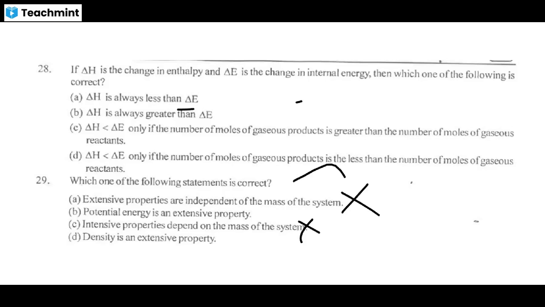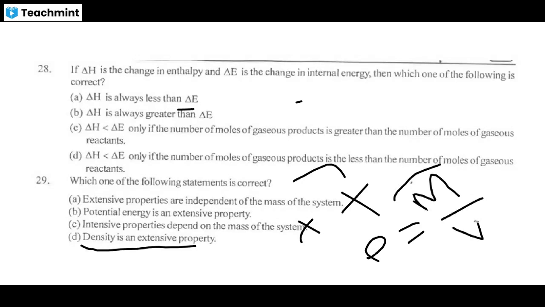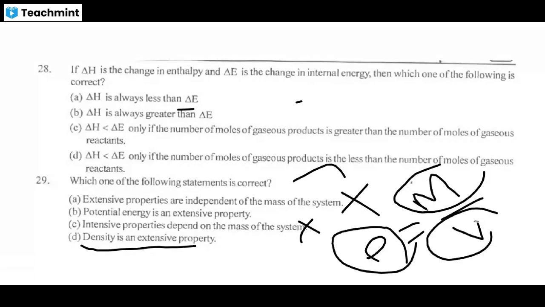So the density is an extensive property? What is density? Density is mass per volume. Mass is an extensive property. Volume is also an extensive property, but the density is an intensive property. So density of a substance does not change. If you take density of water, it is approximately 1, so it does not vary. If you take 1 liter water or 10 liter water, the density of water does not change.